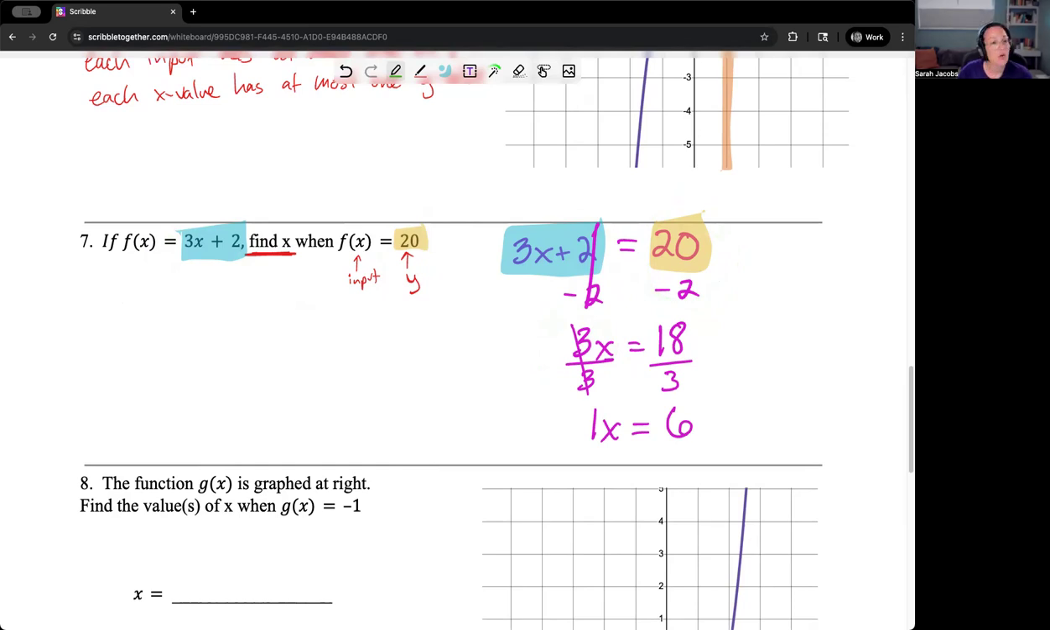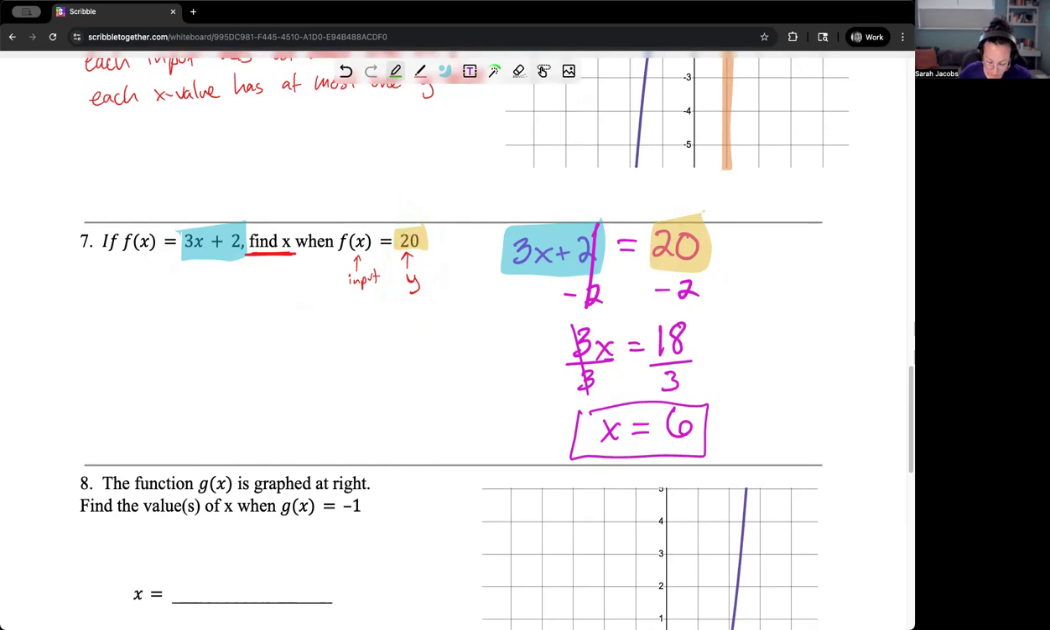Now, totally fine if you want to leave it like that without the 1 there. I don't mind if you have the 1. I don't mind if you don't have the 1. Just recognize if there's an x here, that means there is 1 x. And that's how we know we're done solving. We have 1 positive of the variable. So this is our x value when the output is 20.